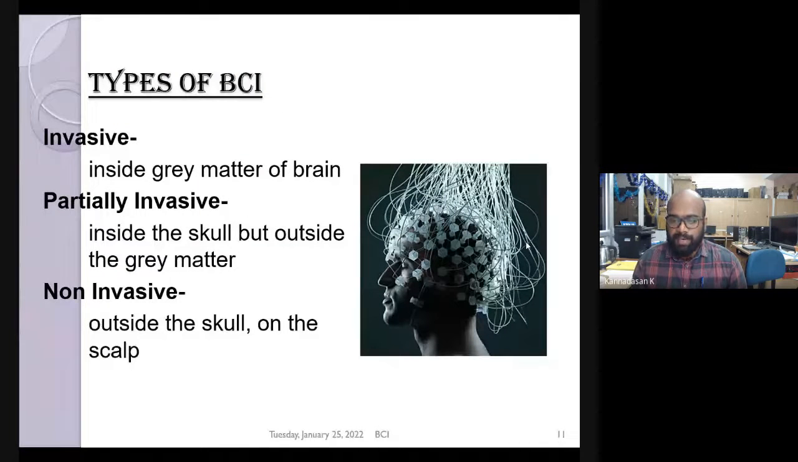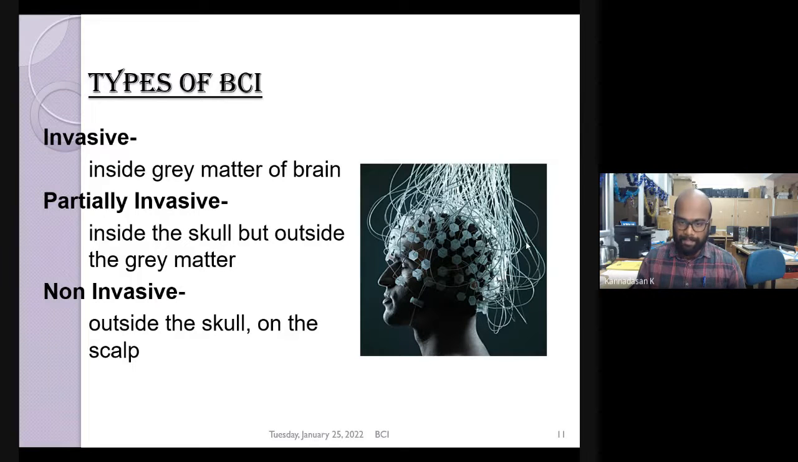So there are different types of BCI. There are three types: first is invasive, second is partially invasive, third is non-invasive. I'll just give a summary, and then we'll see it in detail in the upcoming slides. Invasive is inside the gray matter of the brain. We'll open our skull, there is gray matter above our brain, we'll open that and place the electrodes inside our brain. It is invasive because we are opening the skull and the gray matter and then placing the electrodes. That is the problem with it.